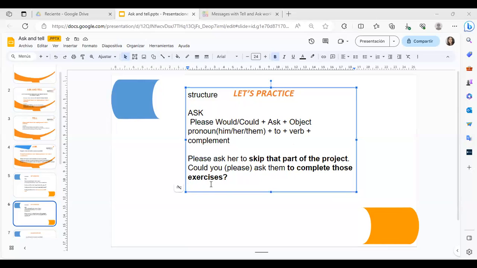But your example was correct, Valeria. If you want, you can repeat it. Go ahead, give me your example. I'm sorry, I hear you. Okay, Olga, go ahead. Could you ask him to help me with my homework? Yeah, that is correct. Very good, Olga. Thank you.